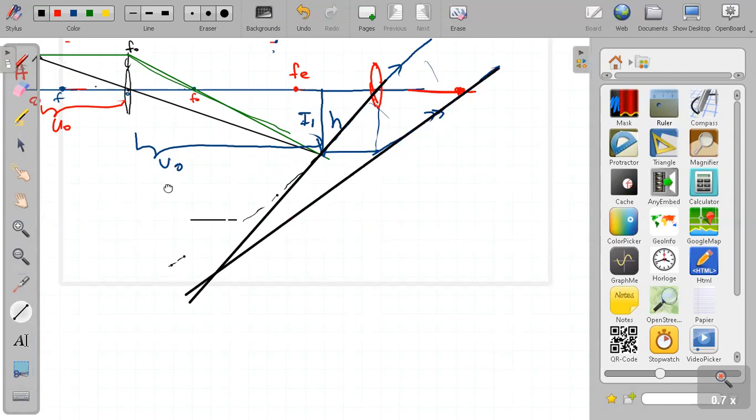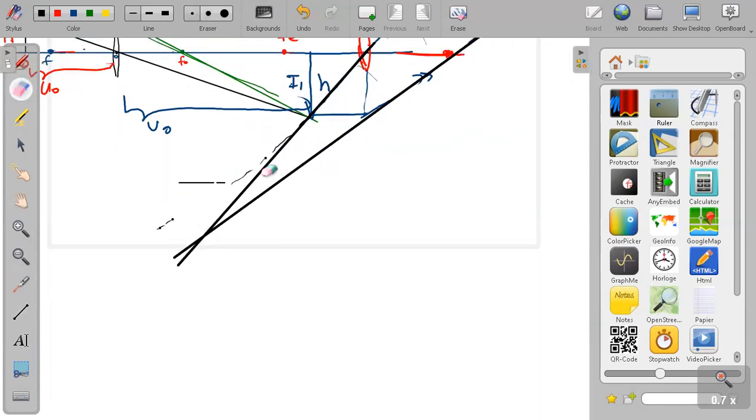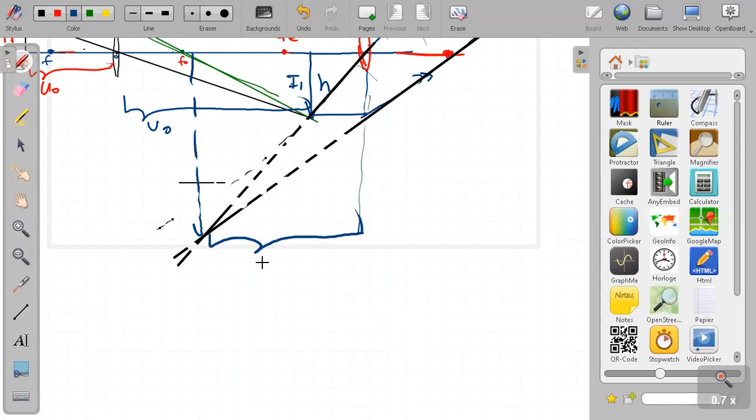It will finally create an image like this. So you extended these lines. These are not real lines, they are virtual lines, and it will create the final image at the normal distance V final at D, and that's the final image I2. I keep it like H dash.